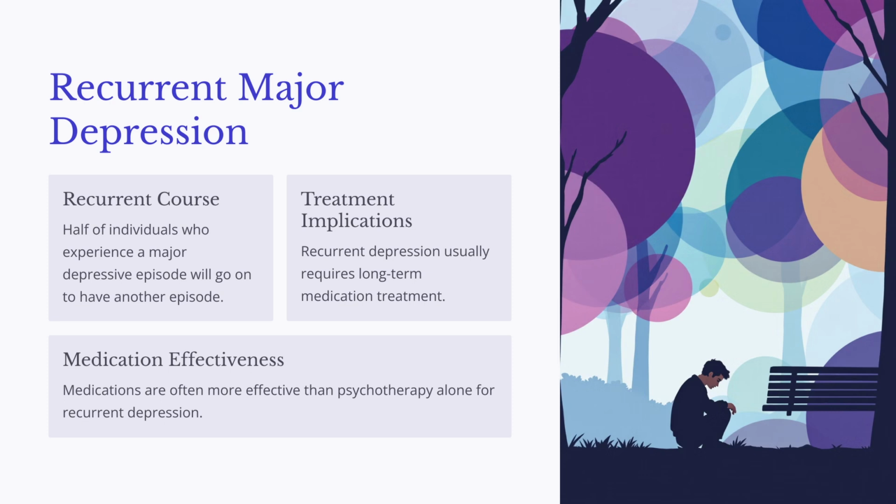So for the treatment of an initial episode of major depression, so that means you're not going to know if it's single episode or recurrent yet, then both medication and psychotherapy are effective for treating that single episode. Whereas for subsequent episodes, patients with recurrent depression usually require long-term medication treatment.